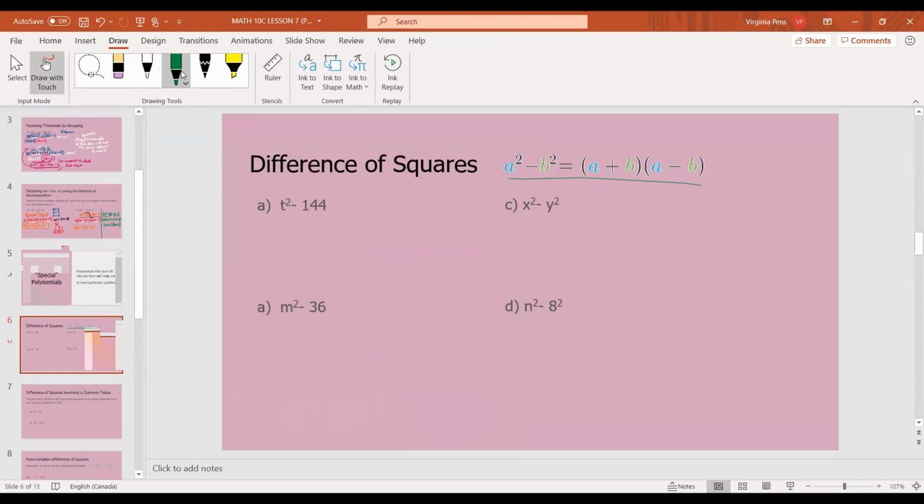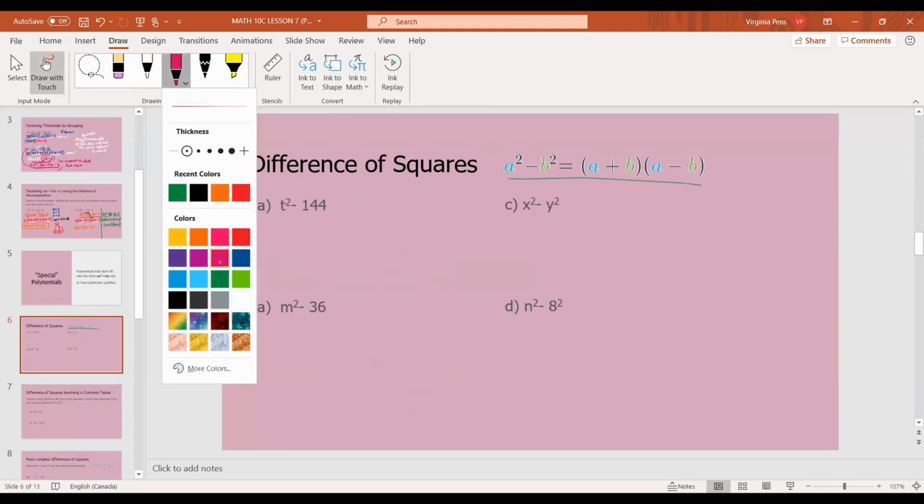A squared minus b squared is equal to the binomial a plus b times a minus b. So over here, I have a few examples that we can quickly run through. It shouldn't take too long, since hopefully you have memorized your squares.